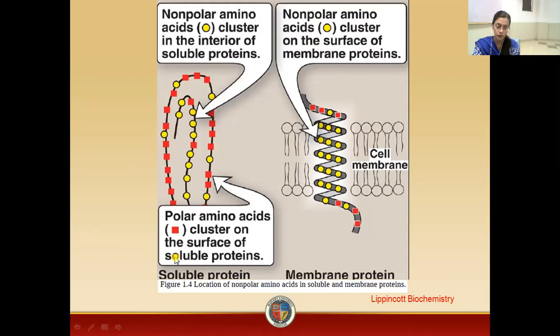On the other hand, polar amino acids, represented by the rectangular boxes, will cluster on the surface of the soluble protein. So this was all about the amino acids having a non-polar side chain.